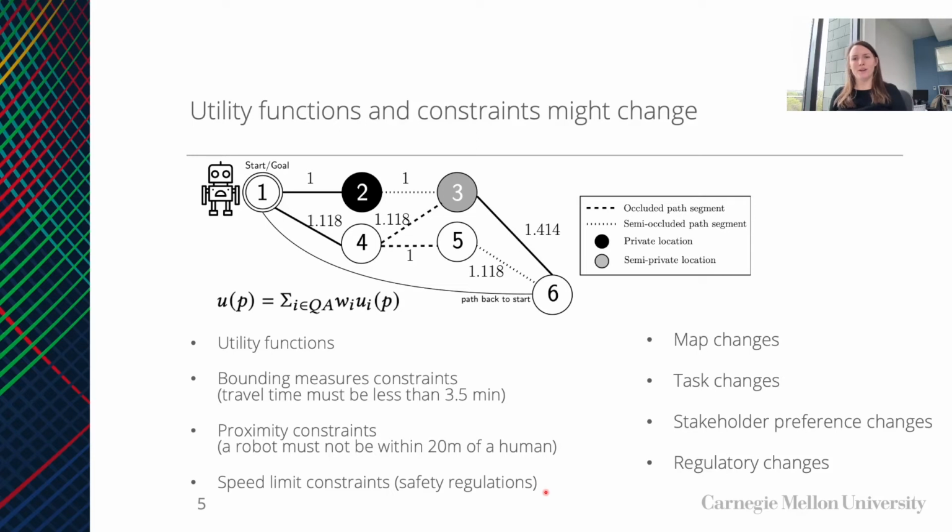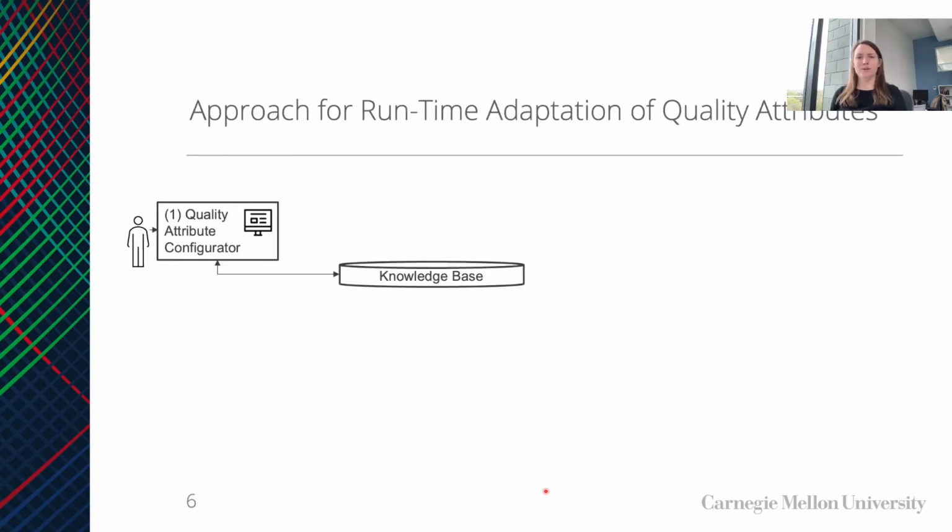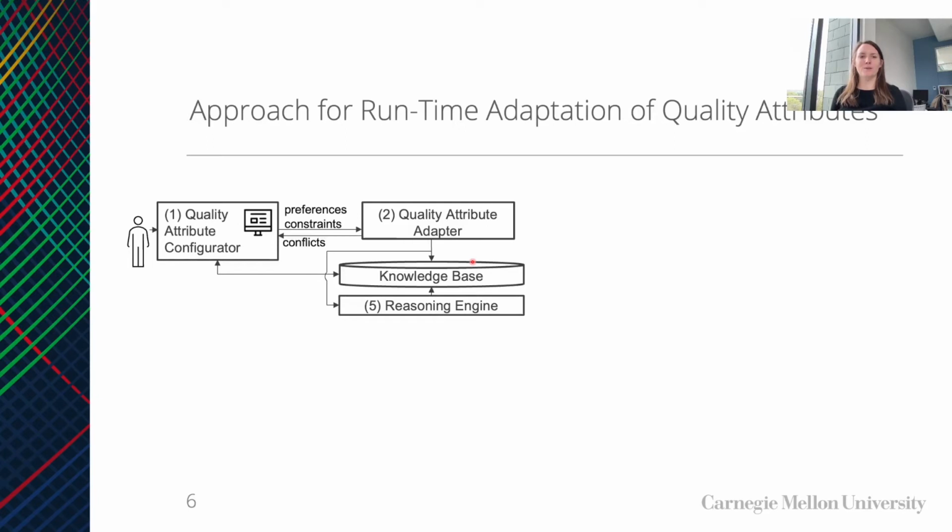So we've been developing an approach that supports this runtime adaptation of quality attributes. Now I will go through the main components of the approach and how they are connected to each other. The basic idea is that human stakeholders can interact with a quality attribute configurator and indicate their preferences and their constraints, and access a knowledge base in which all information is stored in this approach. That information is then sent to a quality attribute adapter that takes the information from the knowledge base, processes it, and that can also be supported by a reasoning engine.